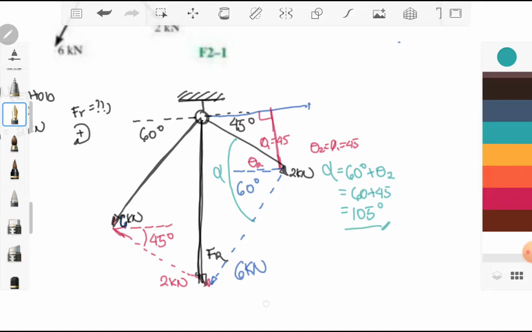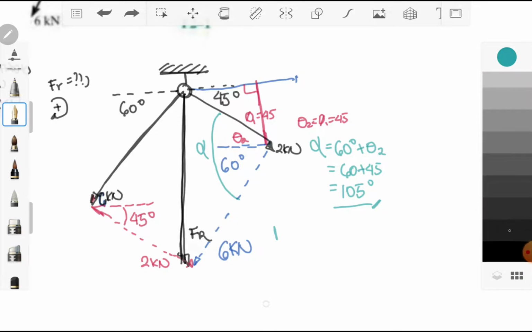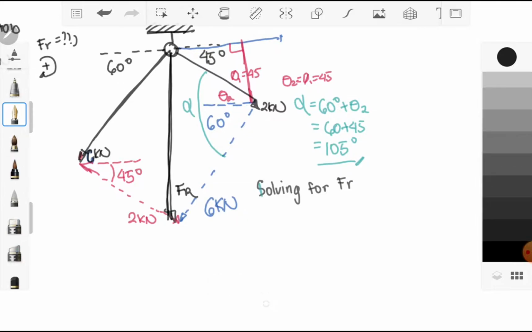Why is alpha important? Take note that in order to get the value of your FR, we would use this alpha using the cosine law. So, solving for FR using cosine law, FR squared. Remember your cosine law.